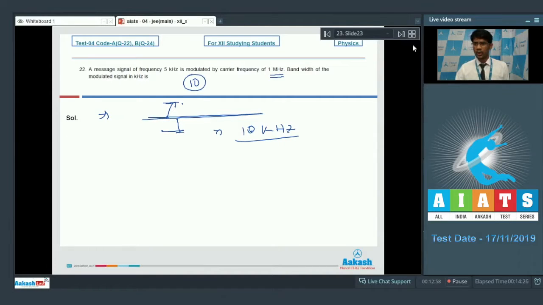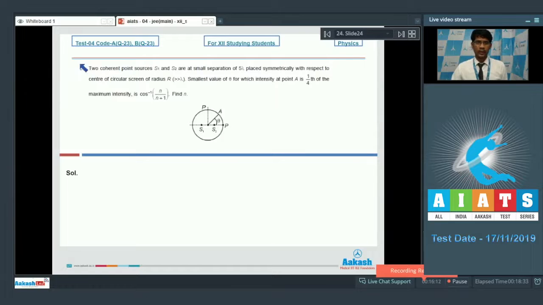Now let's take on to question number 23. Here in question number 23, two coherent point sources S1 and S2 are at a small separation of 5 lambda, placed symmetrically with respect to center of the circular screen of radius r, that is much greater than lambda. Smallest value of theta for which intensity at point A is 1/4 of the maximum intensity is cos inverse n divided by n plus 1. We need to find the value of n.